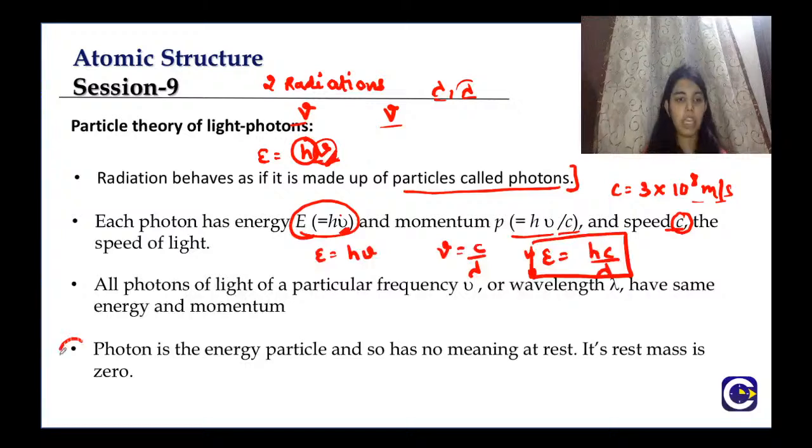Next, this is a very important point. The photon is the energy particle and so has no meaning at rest. That means the photon is always moving. It is the energy particle, it has no meaning at rest, or we can say that its rest mass is zero. So when you are talking about a photon, you are talking about a continuously moving particle. It has no significance at rest.